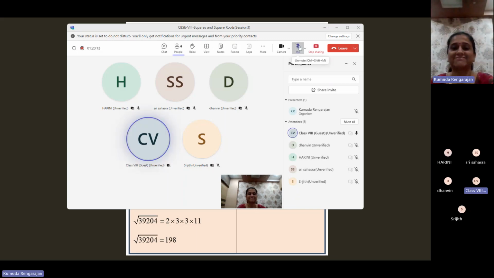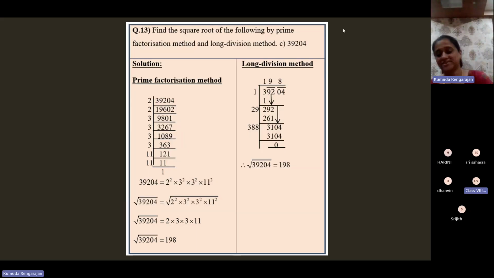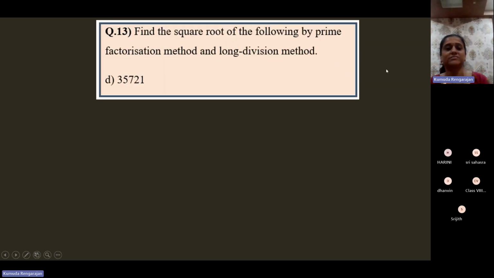Ma'am, can you show the D sum? Finished, ma'am. Yeah, sure. Very good. Yeah, this is the next one. Yeah, let me know, children. Once done, let me know. I'm right here. I'll just turn off my camera.